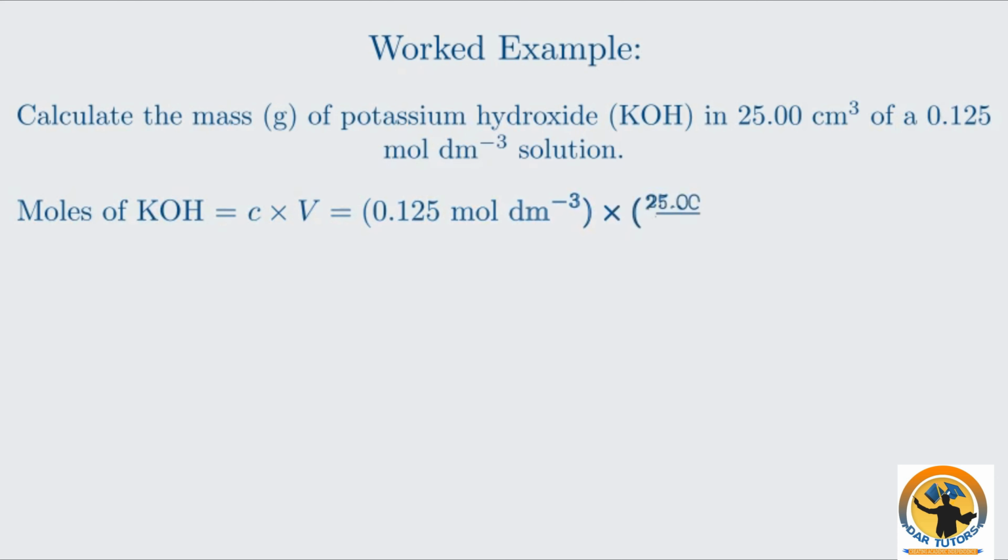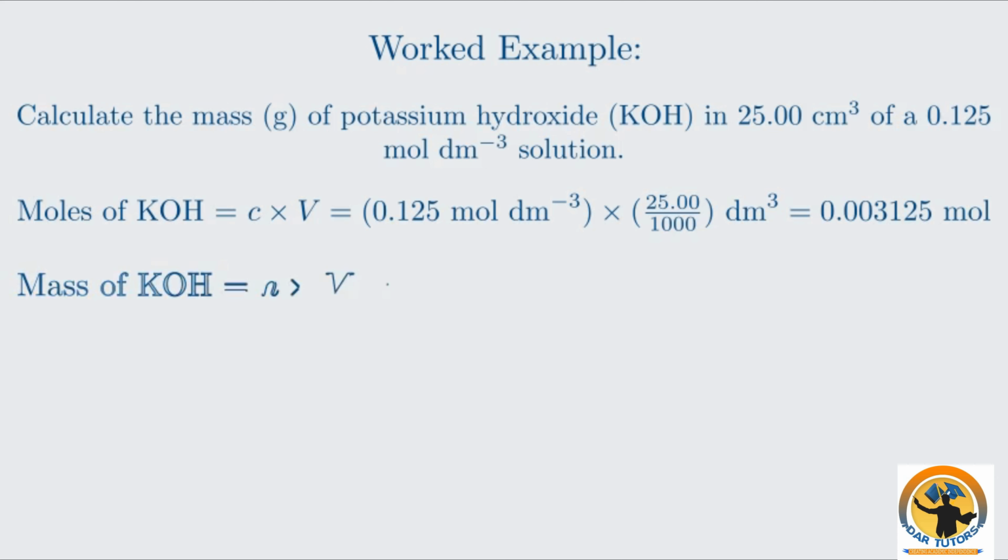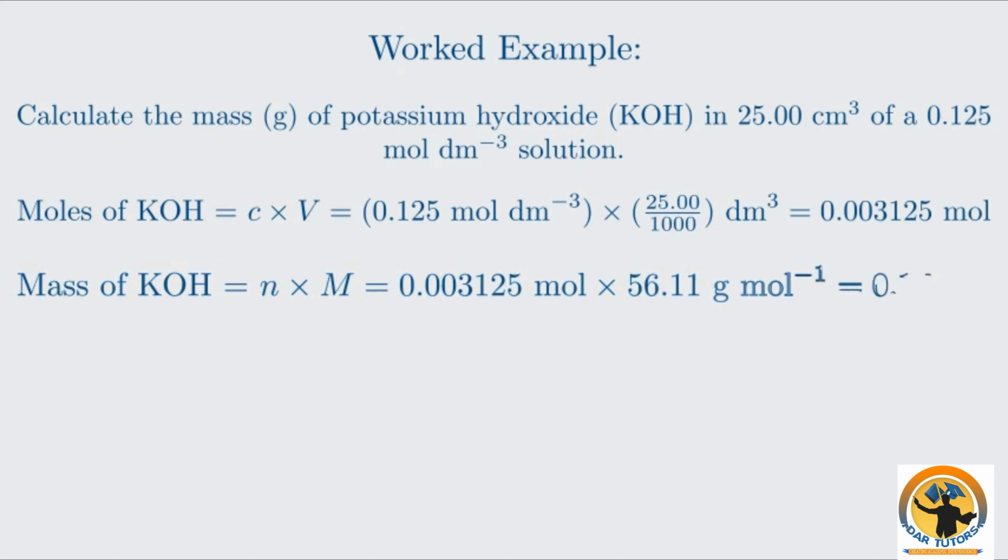0.2500 dm3 times 0.125 mol/dm3 equals 0.03125 moles of KOH. Finally, we convert moles to mass. The molar mass of KOH is 39.10 plus 16.00 plus 1.01, which is 56.11 g/mol. We multiply the moles of KOH by its molar mass to get our final answer, 1.754 grams. So, 1.754 grams of KOH are dissolved in this solution.